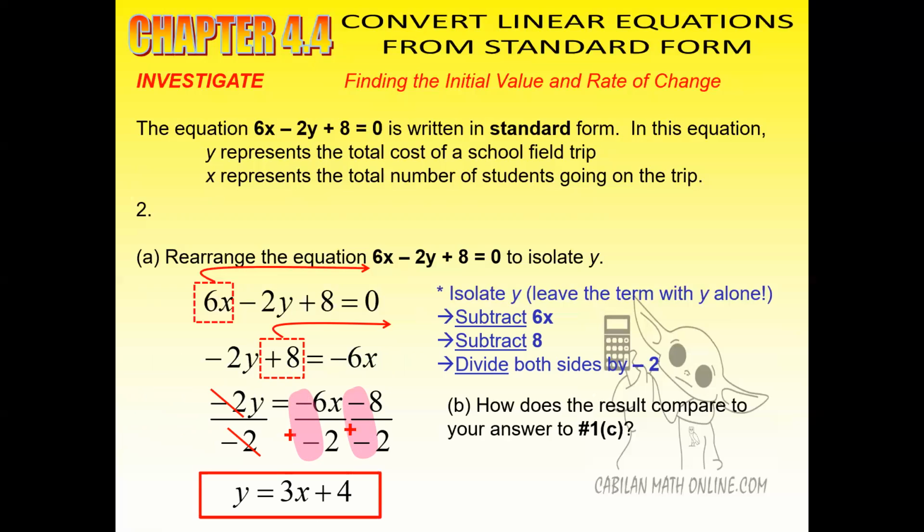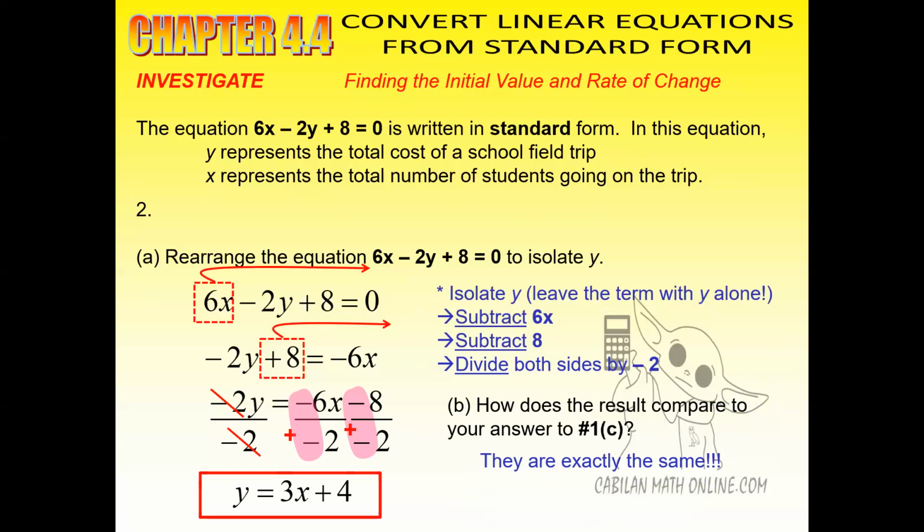Okay, so for part B here, it says how does the result compare to your answer in 1C? You notice that both are exactly the same. Okay, so that's an introduction to how to change an equation from standard form to y equals mx plus b. And remember, all you need to do is to move the x term first, and then the number. And then if you need to, divide each term there by the number that's attached to the y. That's pretty much it.